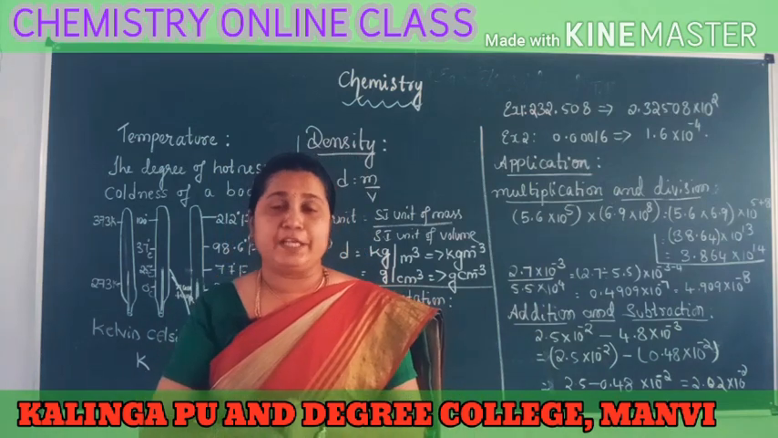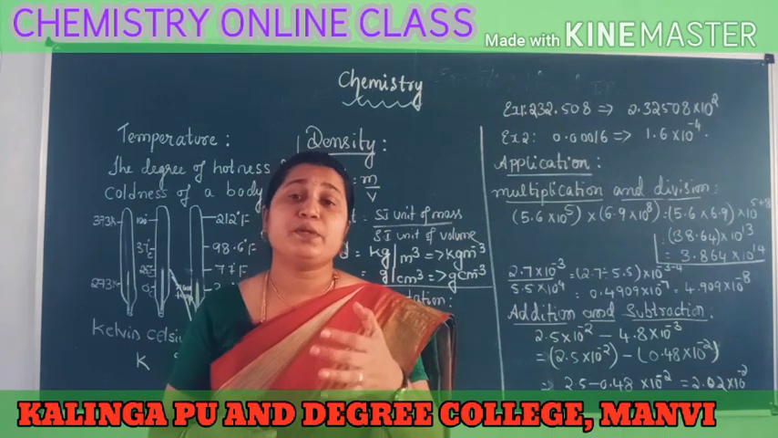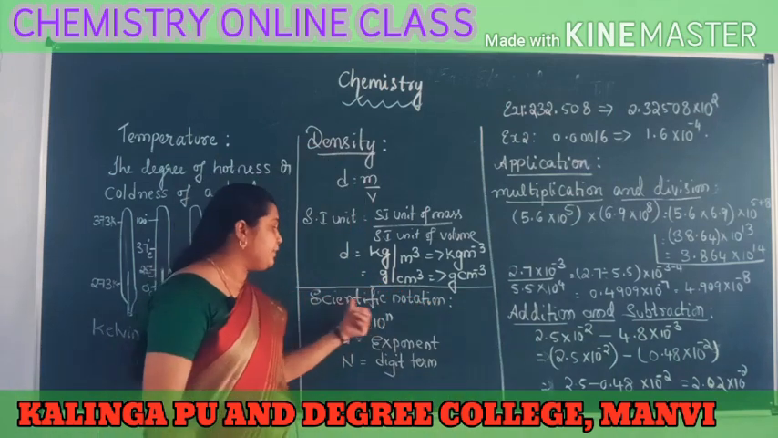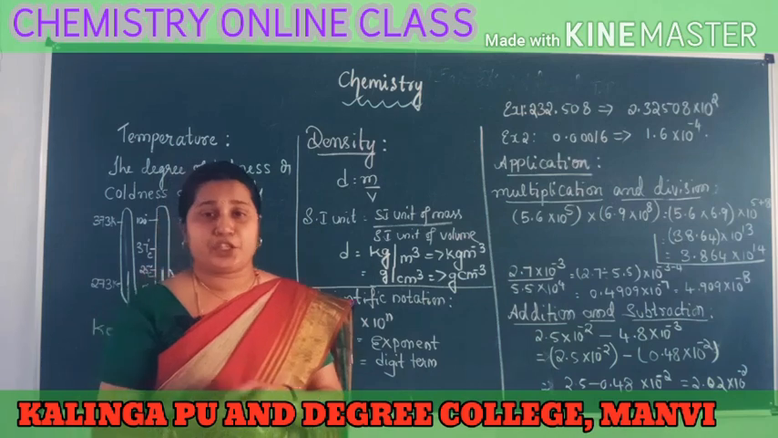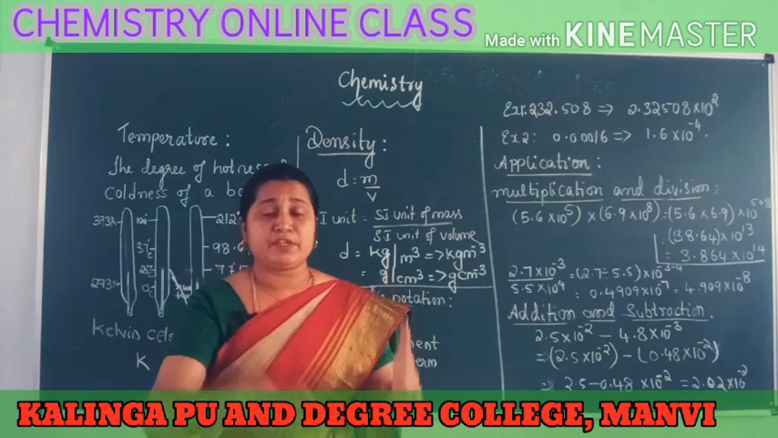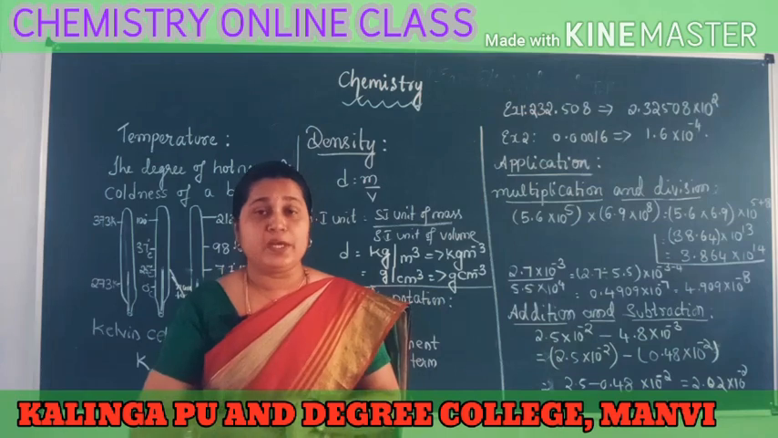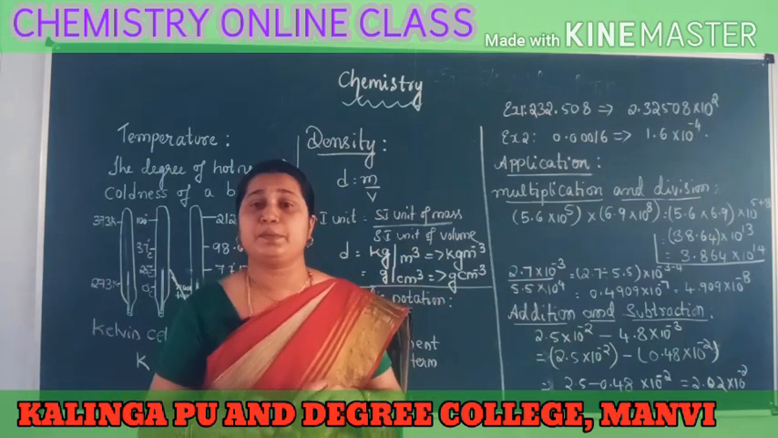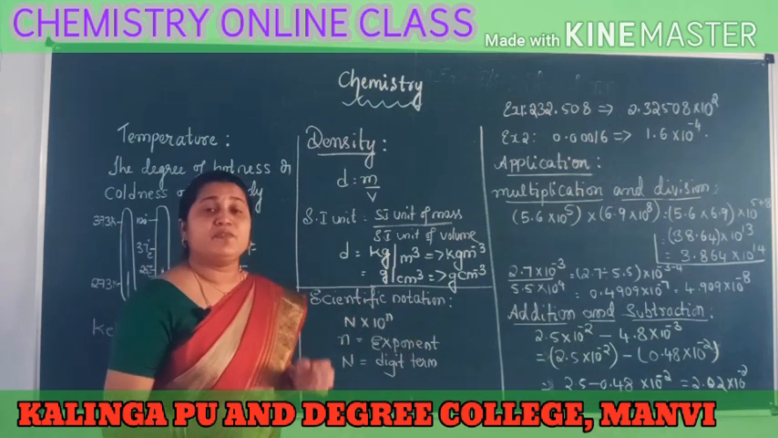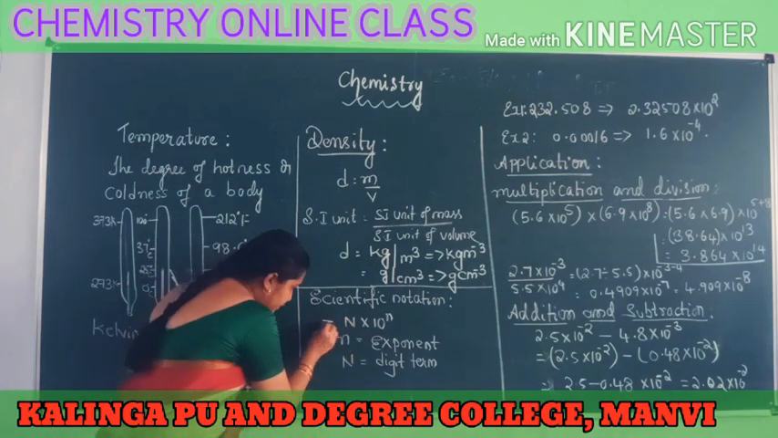A very, very small value in decimal, for example 0.0002. To express that small value in a simple way, or to express a very large number in a simple way, we will use a notation called scientific notation. In scientific notation, we represent a numerical value by a method: capital N into 10 power n. What is this? Capital N stands for the digit number, and this n stands for the exponent. Capital N stands for the digit number. So, is that clear?